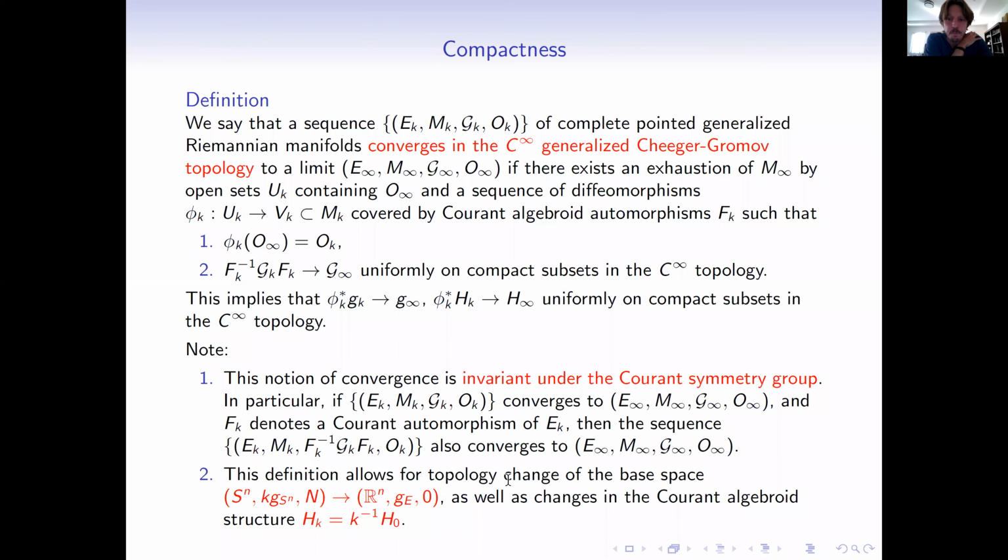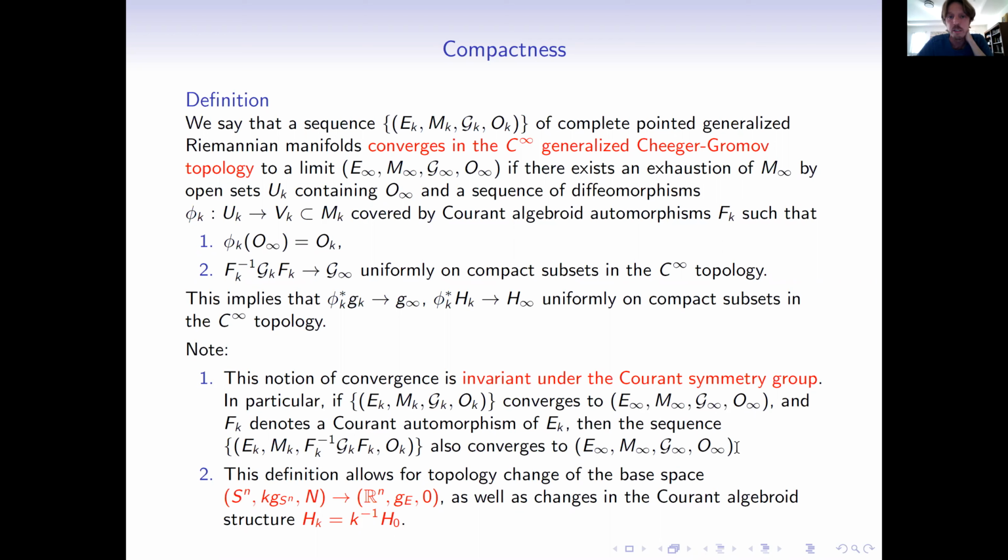In any case, let me say a few words about this first note as well, which is just that the convergence is invariant under this enlarged Courant symmetry group. What this means is I can take a fixed Courant algebroid and pull it back by families of Courant automorphisms, and that's really just converging back to the original structure, because all I did was pull it back by this automorphism group. Alternatively, if I have one sequence, E_k, M_k, G_k, O_k, converging to this limit, E infinity, etc., then I can pull the generalized metric back by some arbitrary sequence of Courant automorphisms, and it still converges to this same limit.